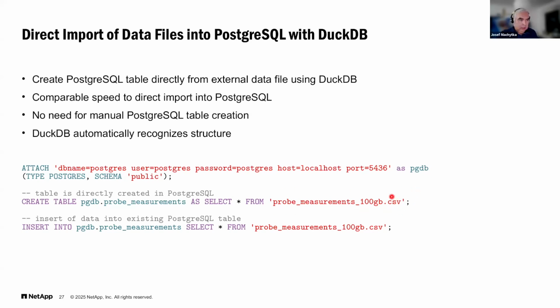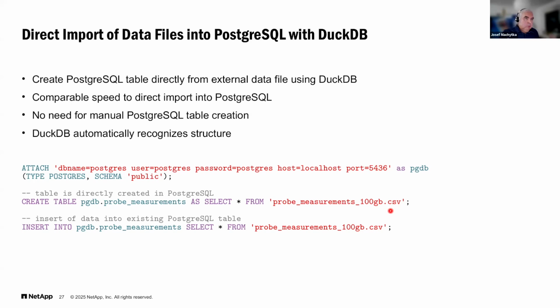So here I created a table directly in Postgres, selecting data from that CSV data file, which had 100 gigabytes. And I did not need to create any table structure or check the structure of that CSV file. DuckDB recognizes this automatically. In the case of a CSV file, you can even select from a compressed data file. If you had CSV.gz, DuckDB will understand that this is a compressed data file and will decompress it on the fly.